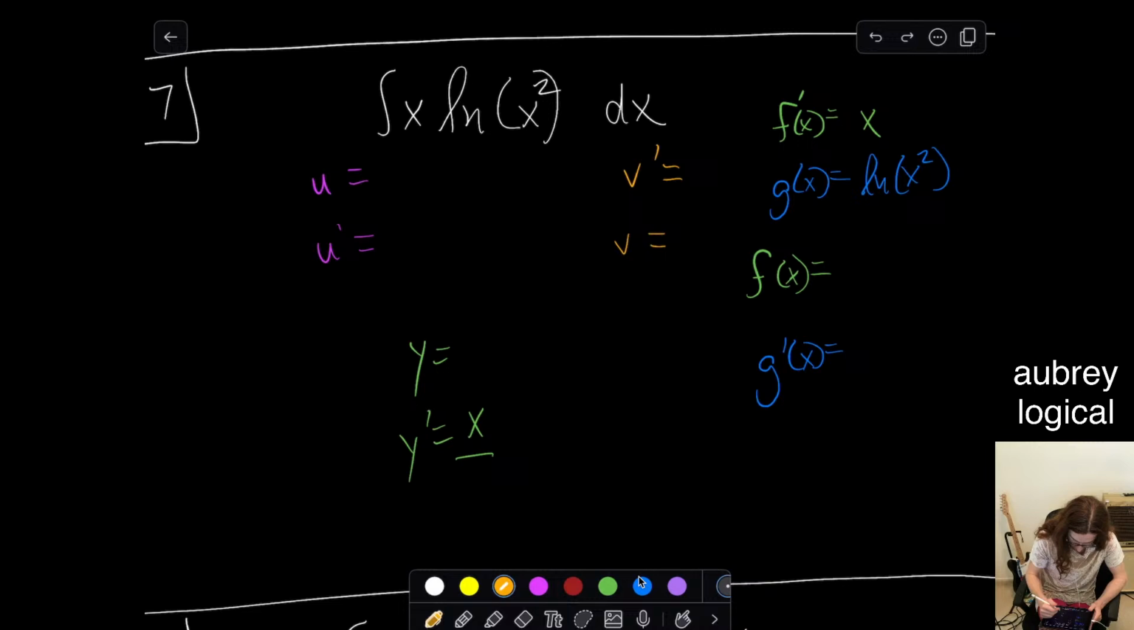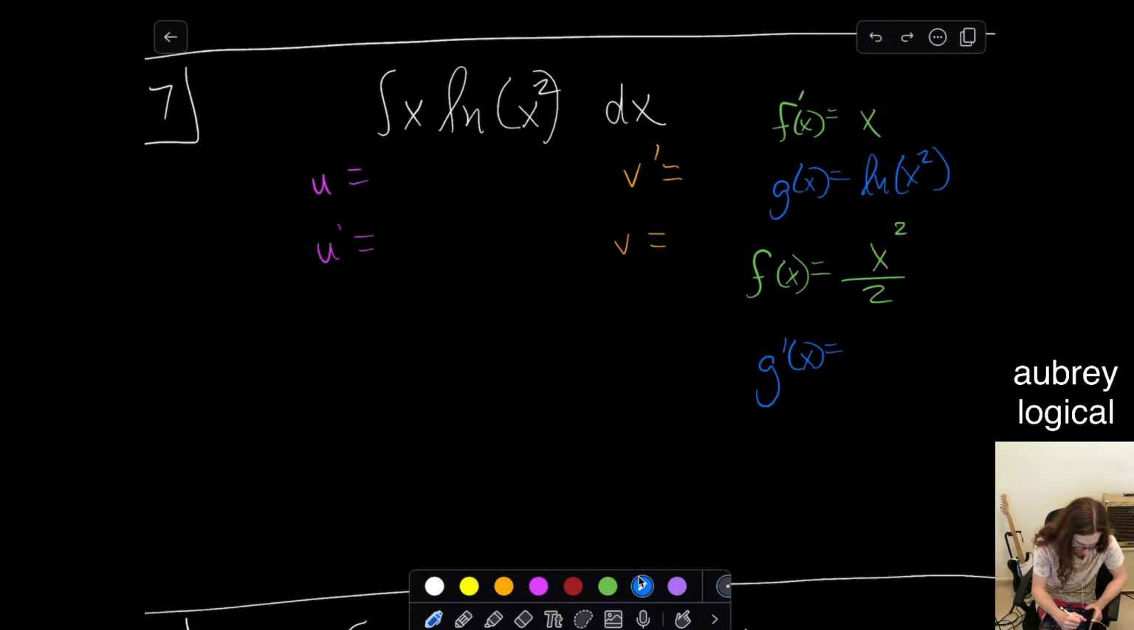So let's just go ahead and do this. So we have x. Right now it's x to the 1. To get its antiderivative, we're going to add 1 to that. So it's going to be x to the 2. And then we're going to divide by the 2. And that gives us our antiderivative of x.